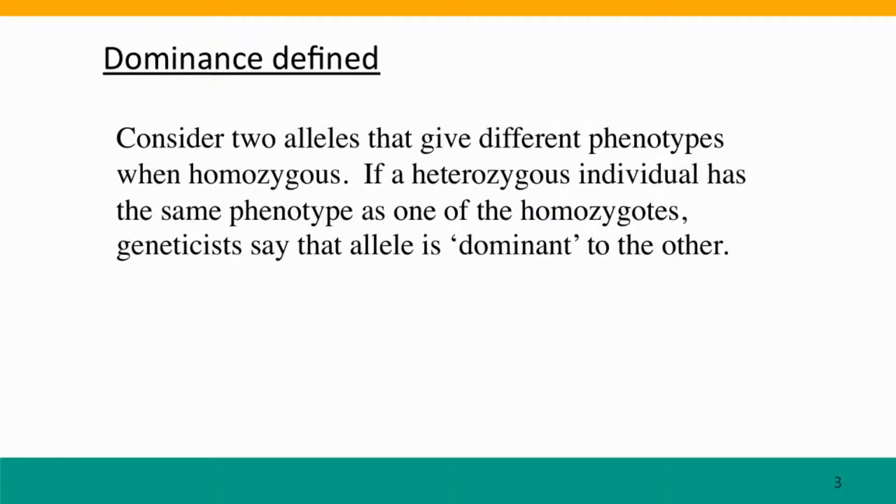So here's the definition of dominance. We consider using it anytime we have a situation where we have two alleles that give different phenotypes when they're homozygous. So the homozygote for one allele has one phenotype, the homozygote for the other allele has a different phenotype. If the heterozygote has the same phenotype as one of the homozygotes, then we say that allele, the allele that they have the same phenotype as, is dominant to the other allele.